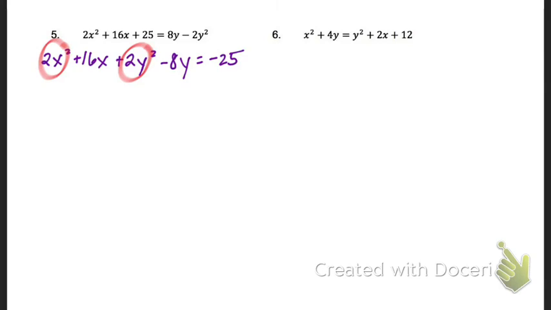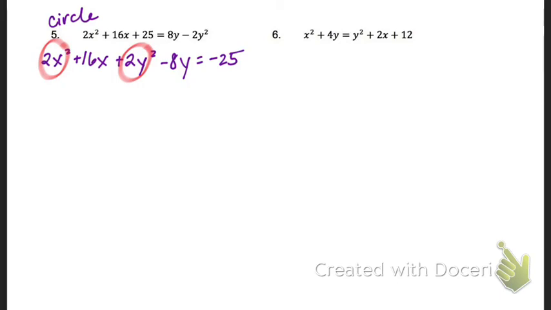Okay, same kind of thing here. I want to get everything to one side. 2x squared plus 16x plus 2y squared minus 8y equals negative 25. So what do we notice about this one? Same a value, which indicates it is a circle.